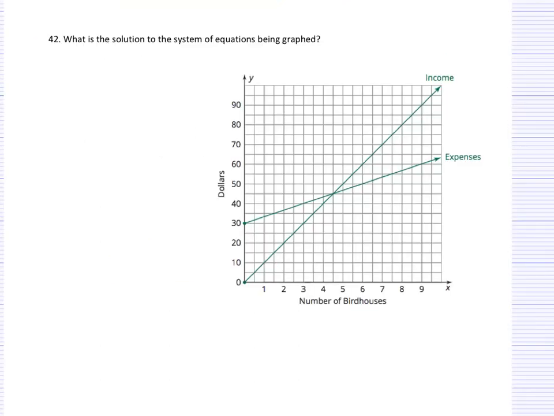Number 42, what is the solution to this system of equations being graphed? So the solution is where they intersect. So that little blue dot right there is my answer. Now if I look down on the x-axis, I believe the answer is 4.5. And now I need the y. So if I look over, it looks like it's 45. So my answer is 4.5, 45.